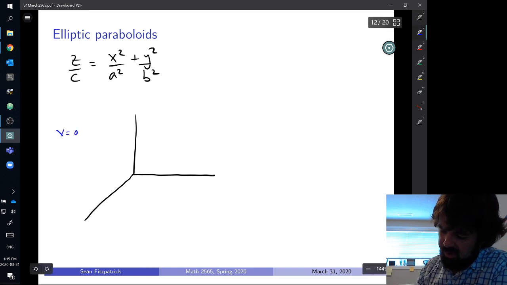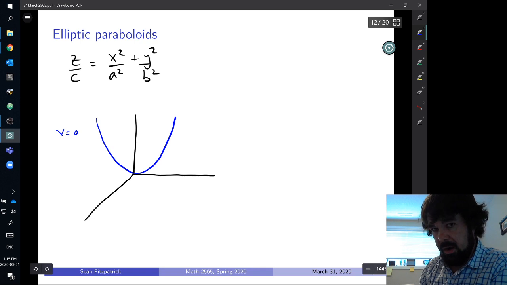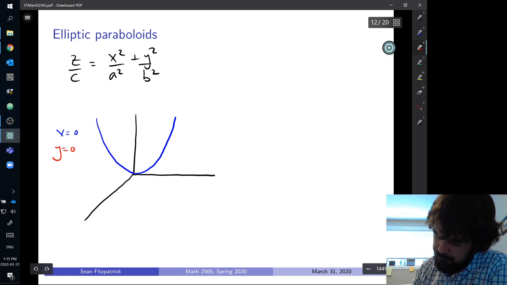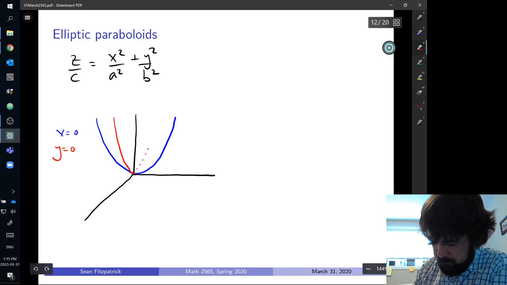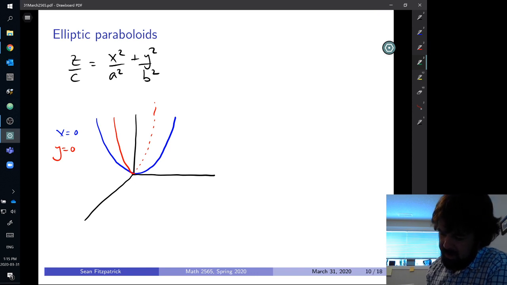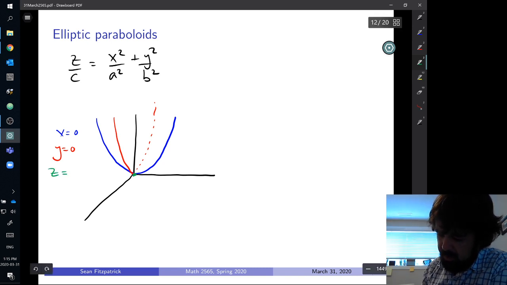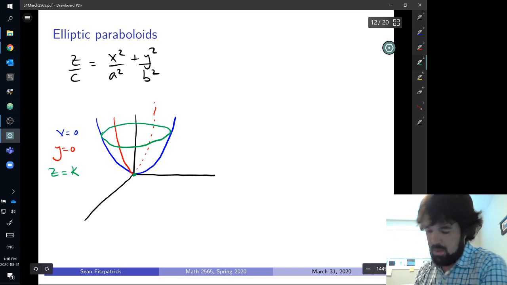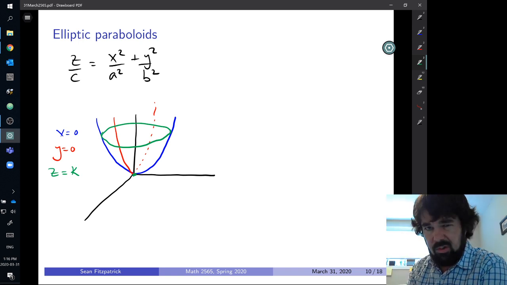If you think about what happens when x is equal to 0, you get a parabola in the yz plane, right? And if y is equal to 0, you get a parabola in the xz plane. And we don't want z equals 0. z equals 0 just gives us the origin. If we take z equal to some constant value, then what we get is an ellipse. We get something that kind of comes around like so. Okay. So elliptic paraboloids are these kind of cup shapes, right?